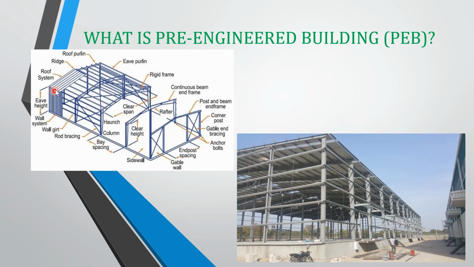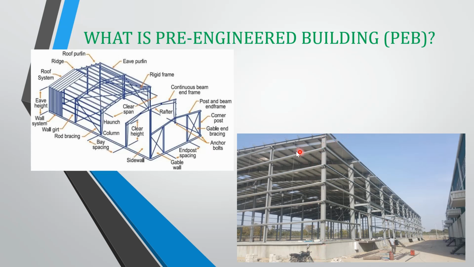You can see here we have vertical columns, we have rafters, and we have purlins here, we have roof seating, we have wall grids, we have plan and elevation bracings, and other components like gable end bracing or E-purlin or wall grid. This is just a diagrammatic representation, and here is an example of PEB structure in real life.